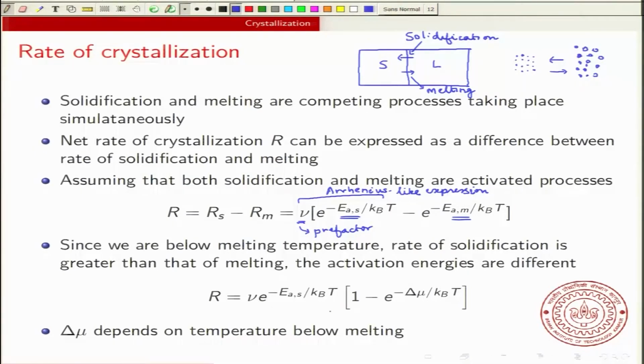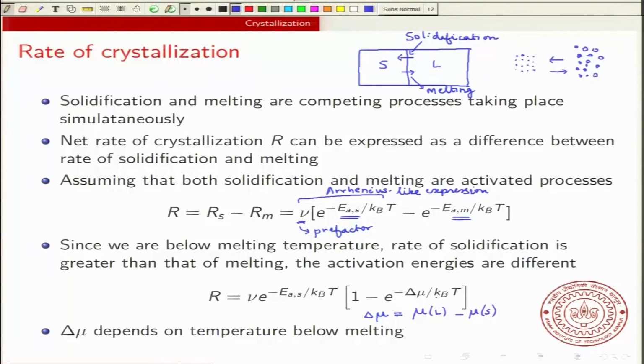Now, we can write this difference in terms of delta mu, where delta mu is essentially the free energy of liquid minus free energy of solid, or the molar free energy, which is the chemical potential. So, the chemical potential of liquid minus solid, and if you are below the melting temperature, the liquid has a higher chemical potential than solid. So, delta mu is greater than 0, and so this is the rate.